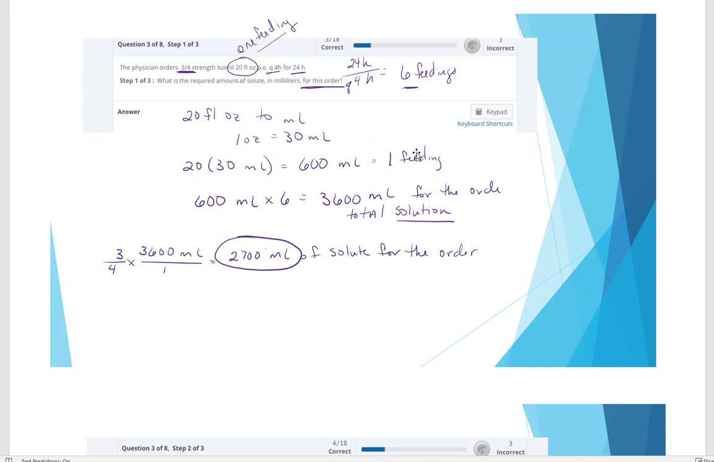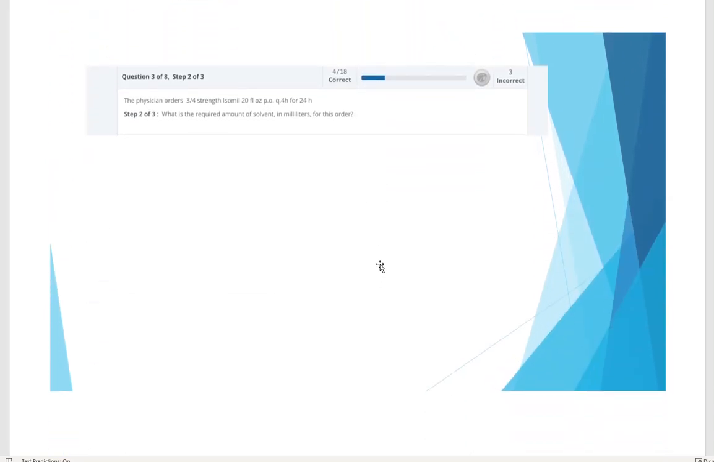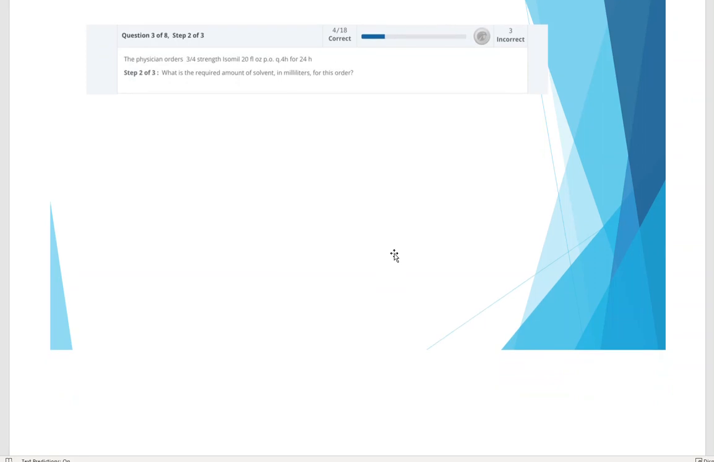So sometimes when it's for the order, it's easier to find your total solution for the whole number of feedings, and then use that number to find the total amount of solute. You're going to get the same answer if you do it a different way.